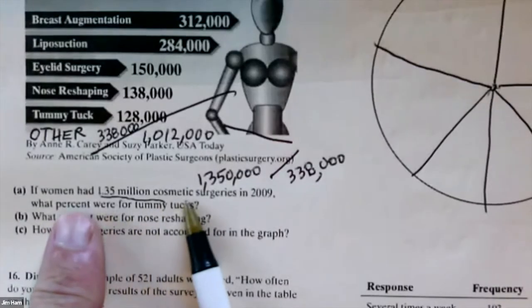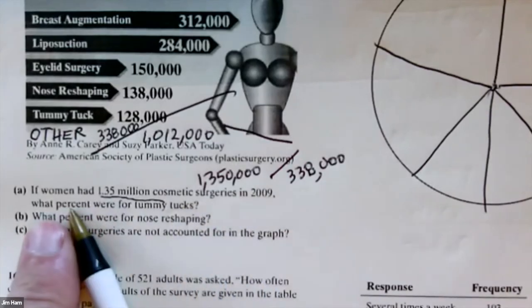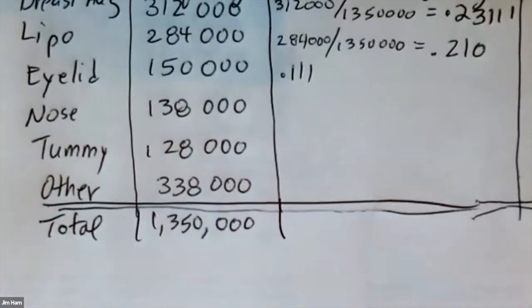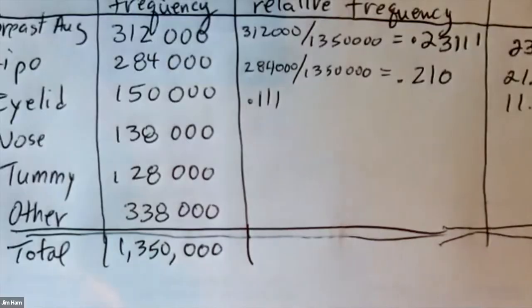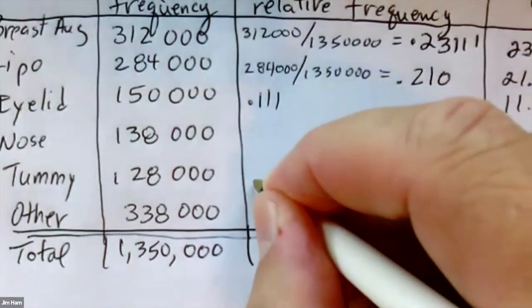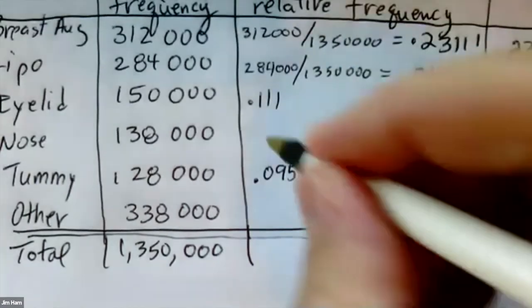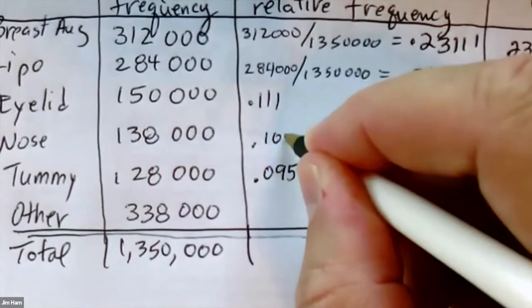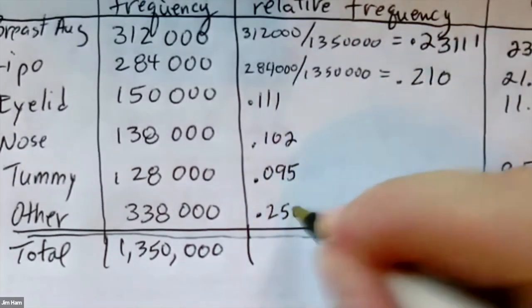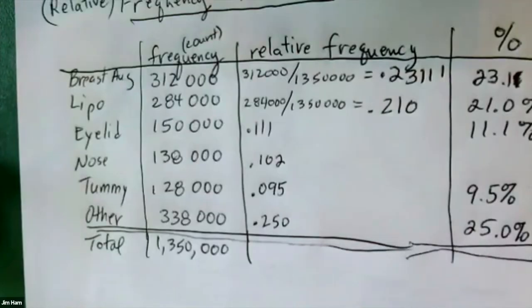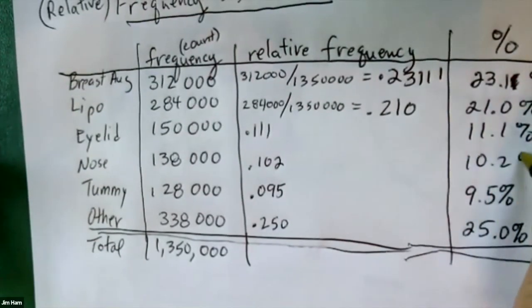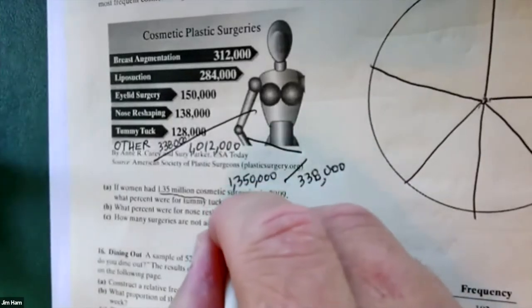If women had 1.35 million cosmetic surgeries in 2009, what percent was for tummy tucks? And so we had tummy tucks here, and I don't remember what that was. So I'm gonna go take a look. And tummy tuck was 9.5. And I'll write the rest of them in here as well so you have them. What percent tummy tucks? 9.5%.